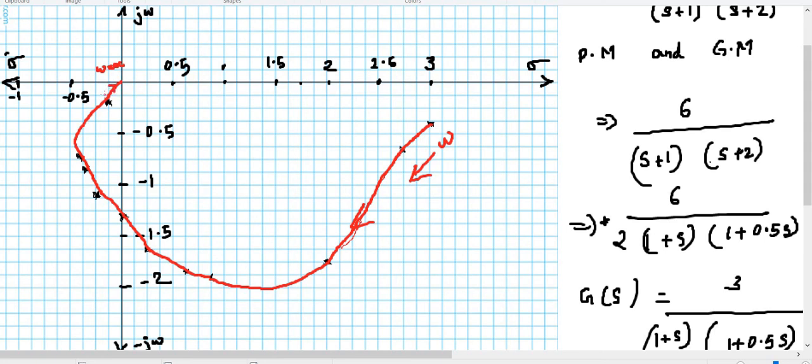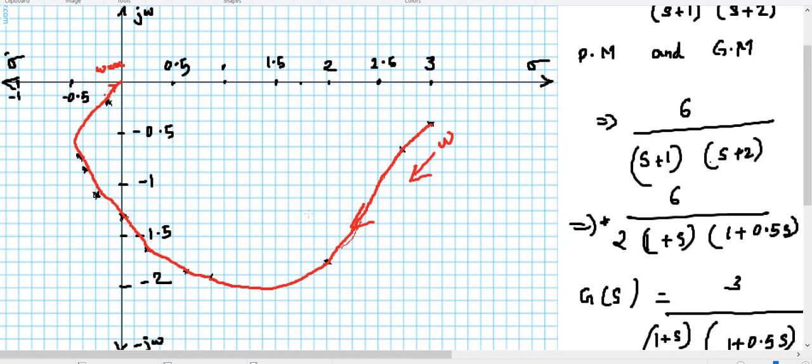So here in this problem you can see that the polar plot does not cross the critical point minus 1 plus j0. The critical point is the point on the negative side of the real axis, the minus 1 plus j0 point. In this problem, the polar plot does not cross the negative part of the real axis. It actually goes to 0 before crossing the negative side of the real axis.